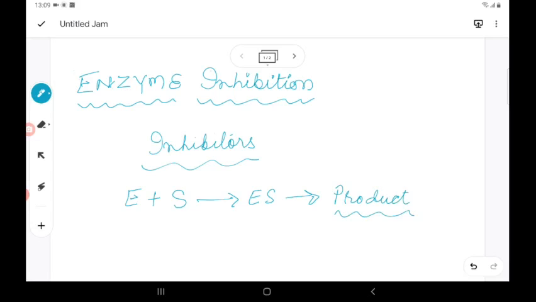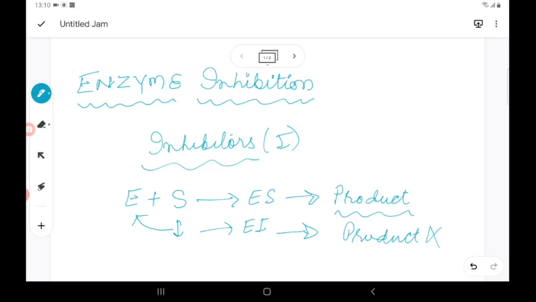So what happens? There may be some compound present which mimics the substrate, which has a structural resemblance with the substrate, known as inhibitors, and can be represented by I. Sometimes these inhibitors can bind with the enzymes and form an enzyme inhibitor complex. Definitely, when the enzyme is not binding to the substrate, the product will not form and the reaction will be inhibited.